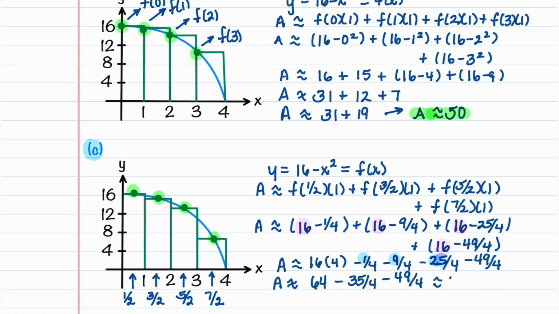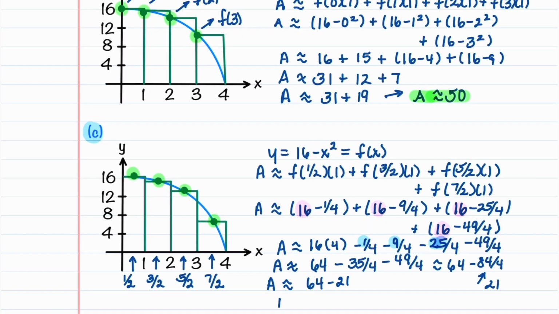And this is 64 minus 84 over 4. That's really nice because 84 over 4 is 21. So our area is approximately 64 minus 21. And that gives us an approximate area of 43.